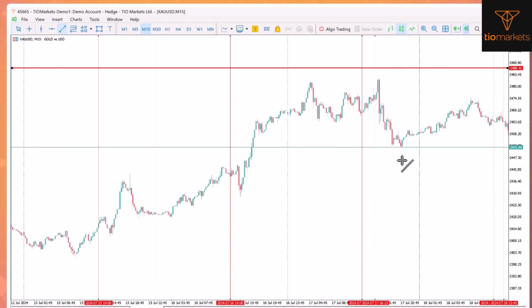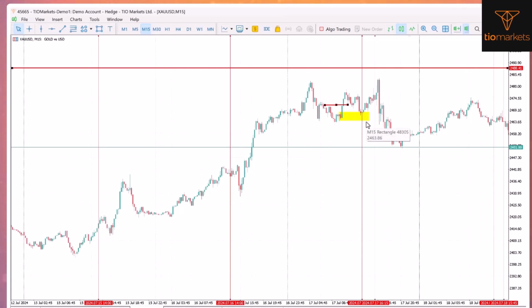So if you are looking at this, you can see that we had price going down in the London session, right? Then after that, what do we see? We see a break of this particular high. This high was taken out by this move, right? By this move, you can clearly see that we had an order block at this particular zone.